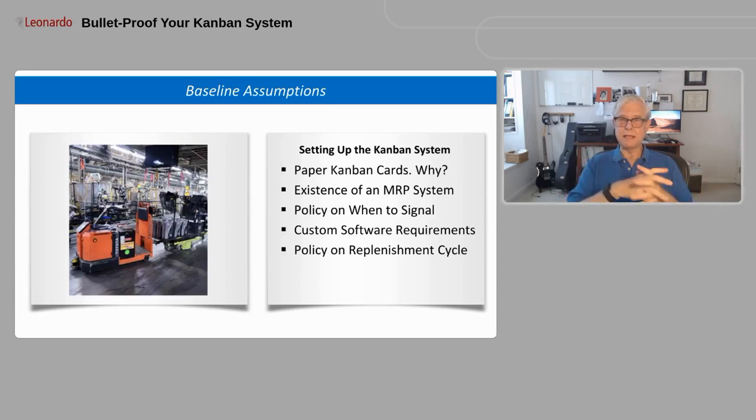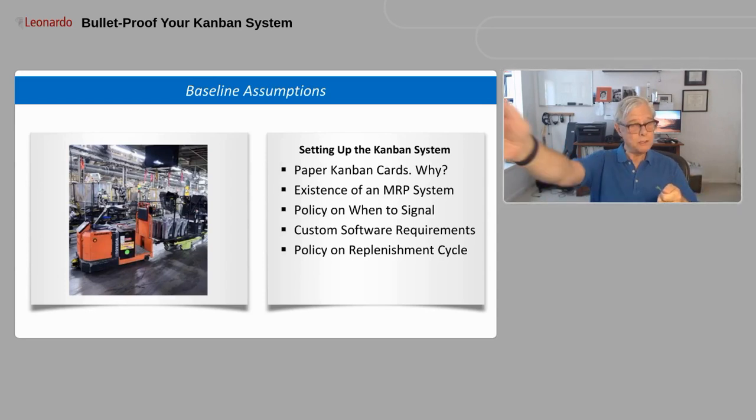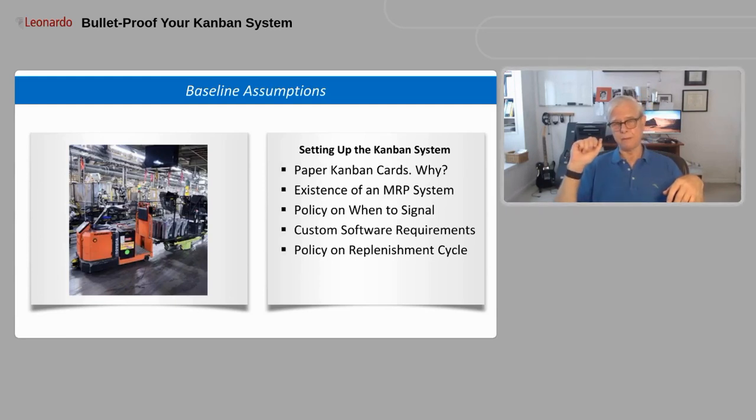What they do is they signal when the operator takes the first part out of a bin. So I have a brand new bin. Now I have other ones behind it, presumably, but I have a brand new bin. And when I take that first item out of the bin, I would submit the card. I would put the card in a collection location. Now, why are we doing it that way?